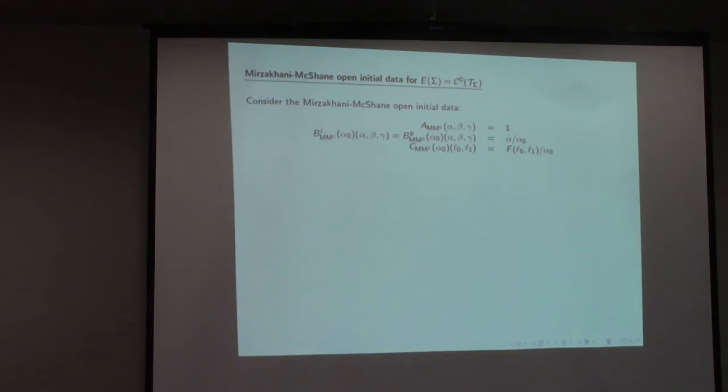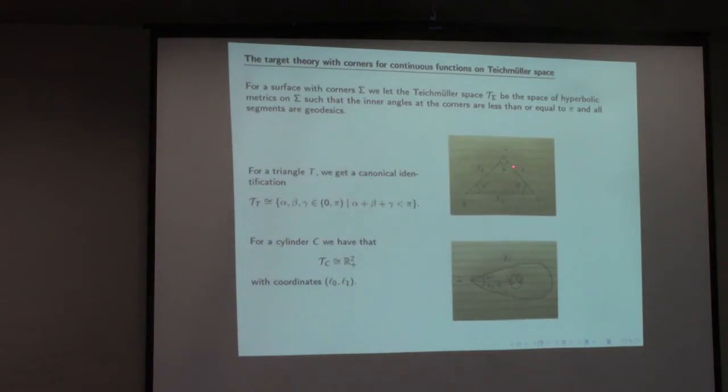And so now you consider the following Mirzakhani-McShane open initial data. So A is still the function 1. And now BI and BB is the same function. It is namely depending on some alpha 0, which we get to in a second. But else all it does is just take the alpha angle and divide it by alpha 0. So remember the alpha angle was the one at the end here. And it just takes and divides that by some alpha 0 we're going to specify in a second.